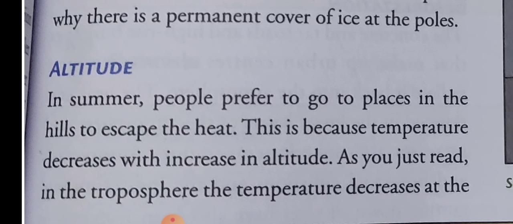Altitude means height above the sea level. What is the meaning of altitude? Altitude means height above the sea level. In summer, people prefer to go to places in the hills to escape the heat. Most of you also prefer to go to the higher places or to the hill stations.